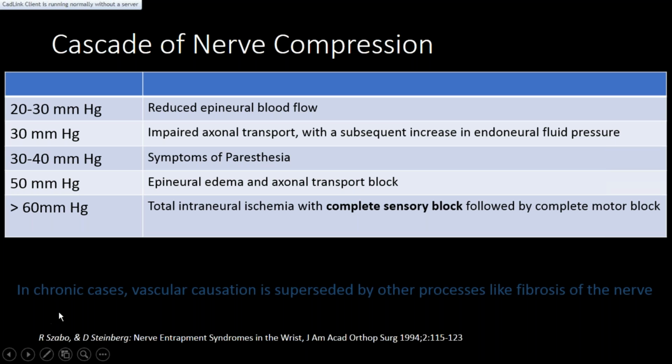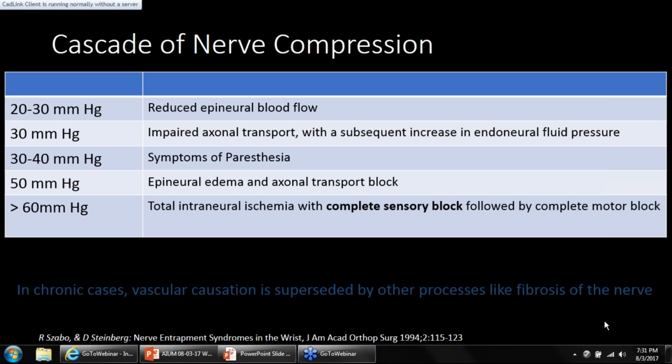So in chronic cases, it's important to know that the vascular causation is superseded by other processes like fibrosis. So it may be difficult to isolate the fascicles if the condition is chronic, because there is not just the vascular cause, there is fibrosis that has set in, connective tissue changes, and more than one type of fibers get involved.